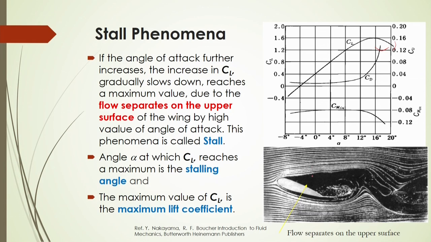So, here is an interesting point: how the flow will be separated from the wing at a high value of angle of attack, more than 16 degrees. If this separation happens, this phenomenon is called the stall. Now, the angle alpha at which the CL reaches a maximum is called the stalling angle, that is 16 degrees here, where CL will be maximum. So at 16 degrees you will see this CL will be maximum, and this 16 degree angle will be called the stalling angle.